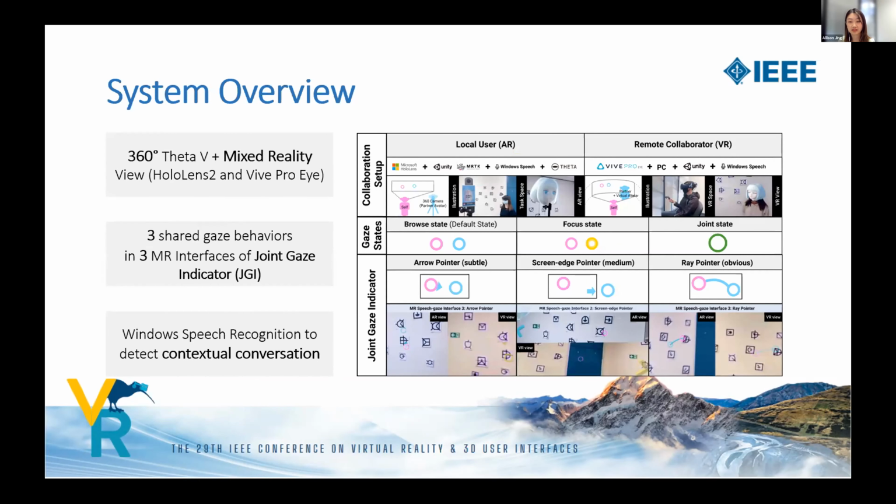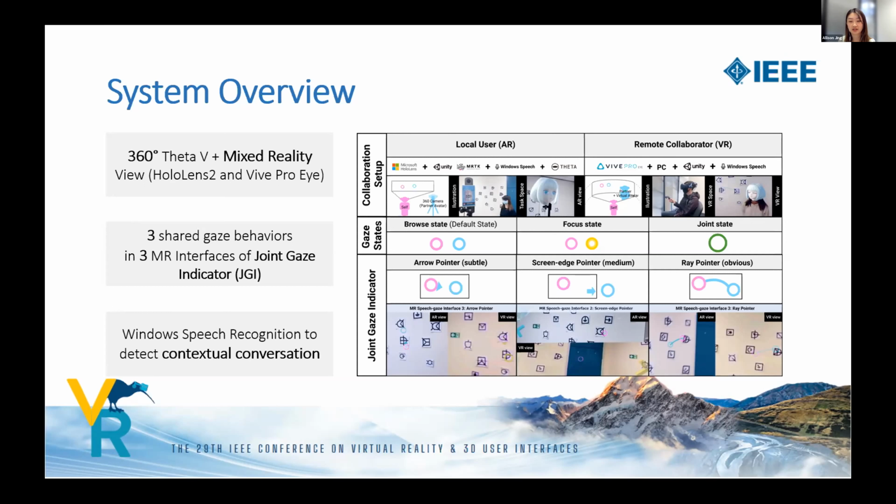Enabling interaction via a live 360 panoramic video-based MR system. Our system uses multi-modal input methods to visualize and exchange shared gaze cues between a local augmented reality user and a remote virtual reality collaborator. It uses an eye tracker combined with speech input to capture and share bidirectional real-time gaze speech interaction. There are 3 shared gaze behaviors, including browsing state to indicate active eye movements, focus state to show eye dwell, and joint state to indicate mutual attention.